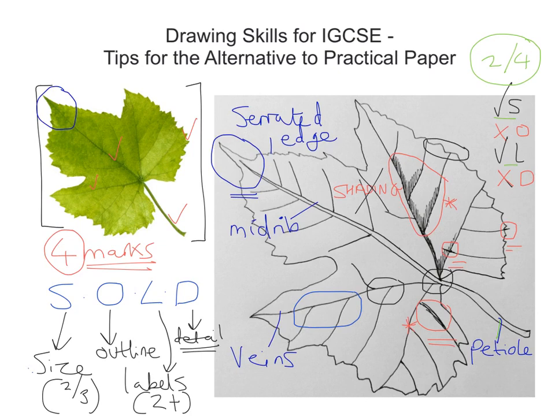Just a few tips for the alternative to practical paper, the drawing question that you always get. If you look at past papers for this, you will always find a drawing skill question. It will always be worth 4 marks. And the marks come from S, the size, O, the outline, L, the labels, at least 2 or more, and D, the detail. Okay, hope all that helps.